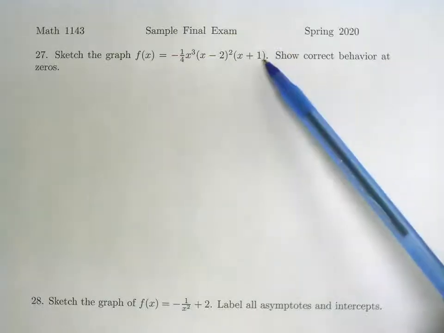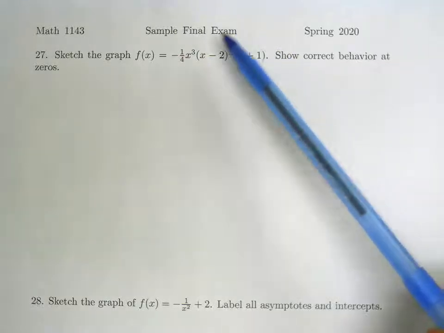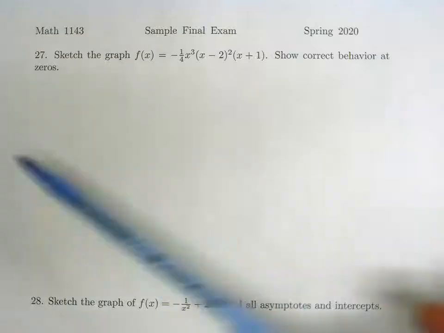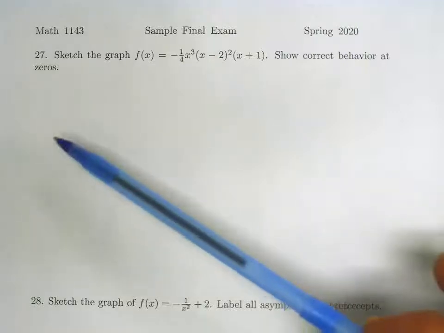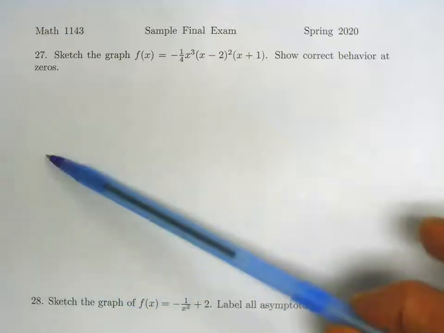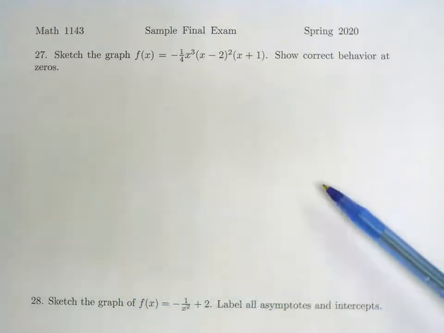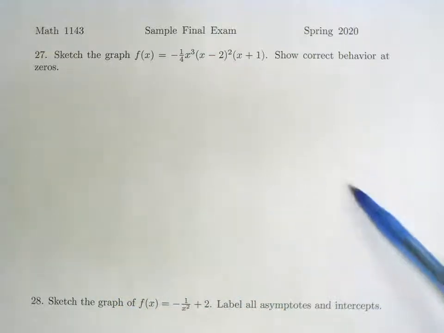So let's see, the degree of this is 1, 2, 3, 4, 5, 6. It's a degree 6 polynomial, and the leading coefficient is negative. So the left-hand behavior is below the x-axis, and the right-hand behavior is also below the x-axis.